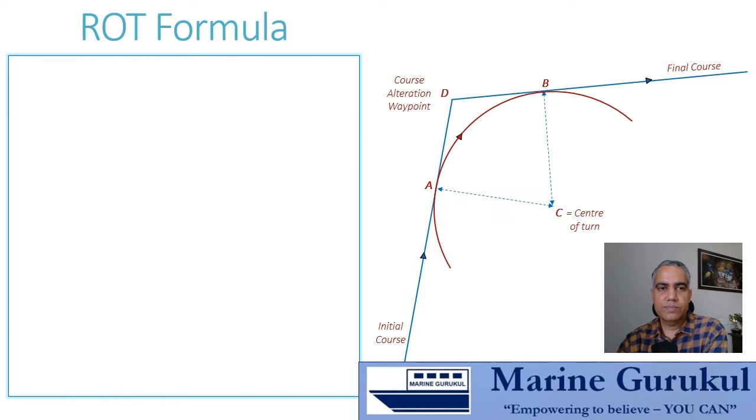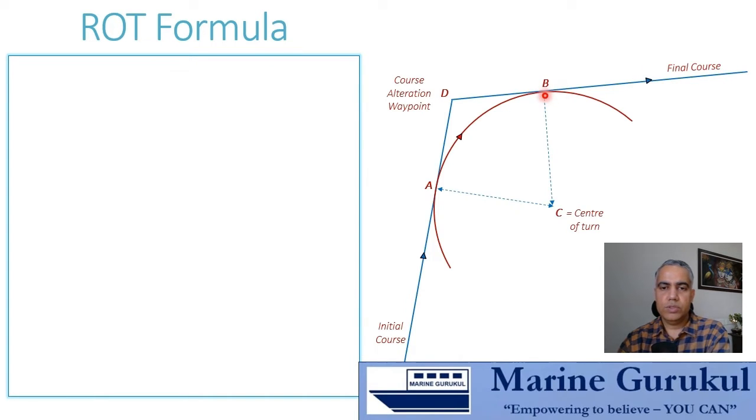Now the first concept which we need to understand for the purpose of turn planning is the derivation of the rate of turn formula. So let us try to understand how do we derive the rate of turn formula. We have seen this particular ship moving on the initial course up to point A, then moving on the curved path from Alpha to Bravo, and then moving on its final course.